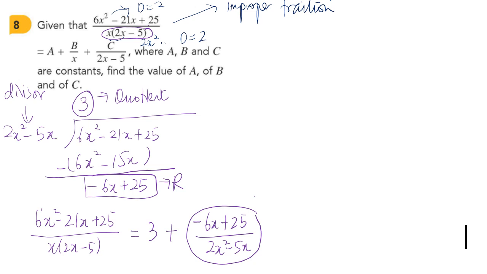So we just leave the quotient alone and we just apply the rules to this proper fraction. Okay, so negative 6x plus 25 over 2x squared minus 5x. Factorize your denominator into x bracket 2x minus 5.